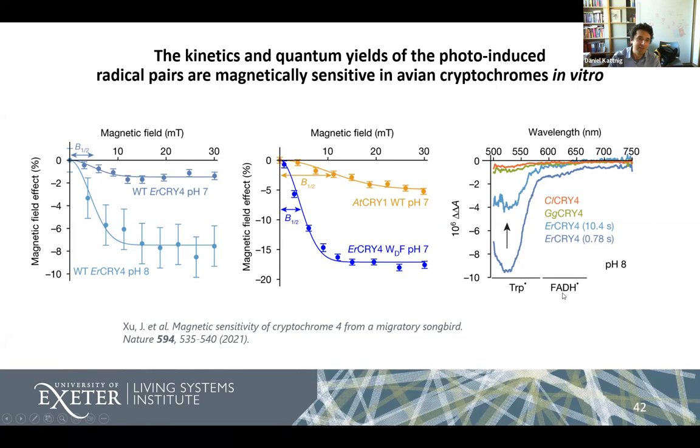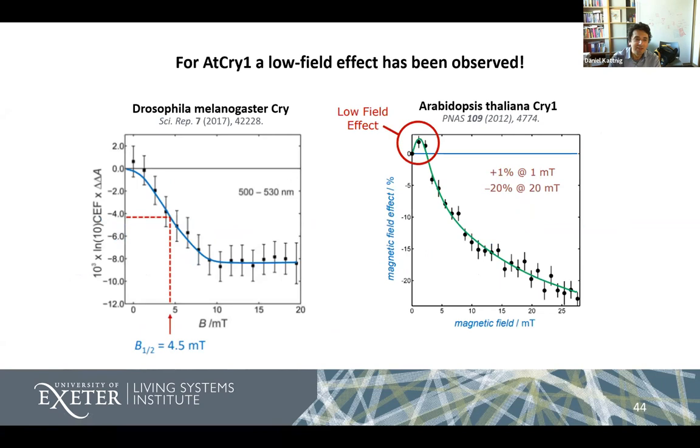You will also notice that these effects are here recorded at a much larger magnetic field than the geomagnetic field. That is, magnetic fields here of the order of, well, tens of millitesla, whereas the geomagnetic field is of the order of microtesla. That is to say, there's still some kind of sensitivity issue to overcome. But this is certainly a very clear-cut demonstration of a radical pair dependent spin dynamic process in a cryptochrome. The interesting thing about these cryptochrome magnetic field effects is shown here in a comparison of the cryptochrome from Drosophila and the plant Arabidopsis thaliana that I think Margaret is going to talk about a lot here.